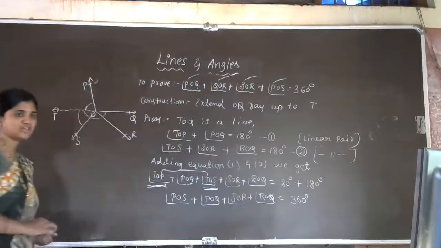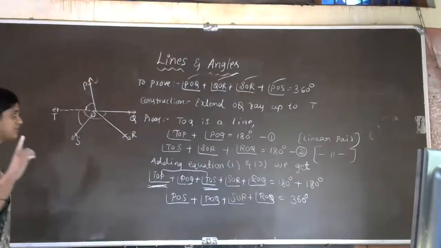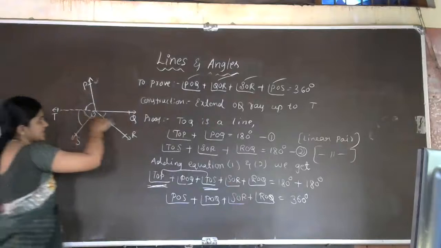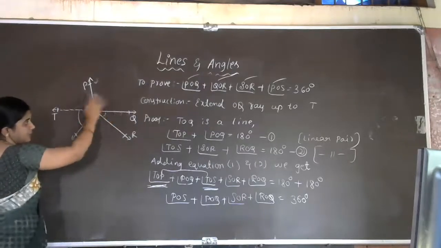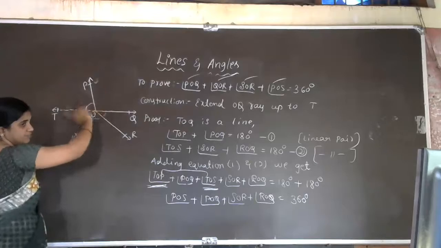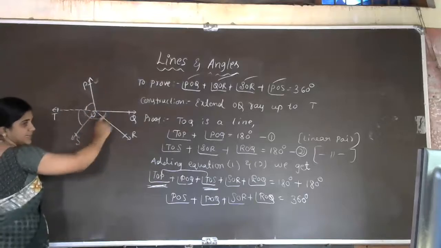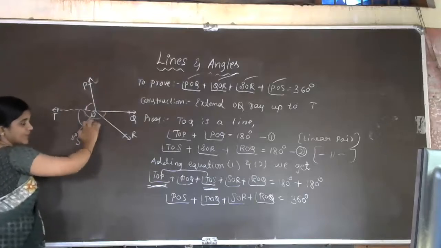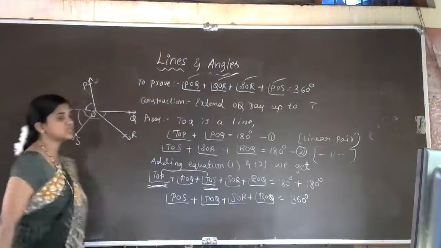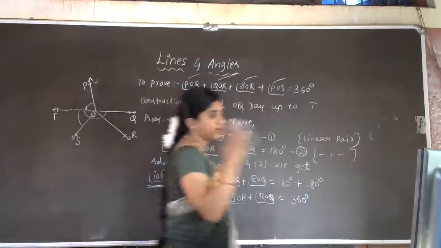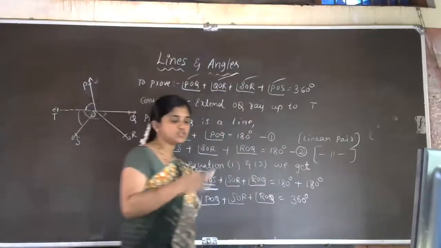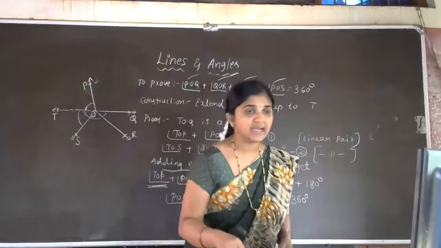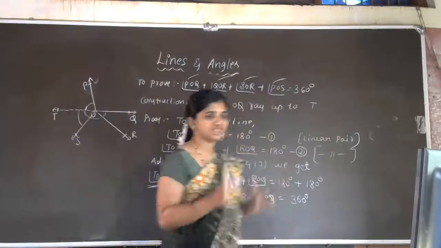Very simple question, but construction is very important. By constructing this straight line, it divides into a linear pair, straight angle 180 degree, here 180 degree. So two equations you will get. When we add the two equations, the total of the four angles is 360 degree. Is that clear, students? If you are having any doubts, you can ask now. So this is the end of the example problems discussion.